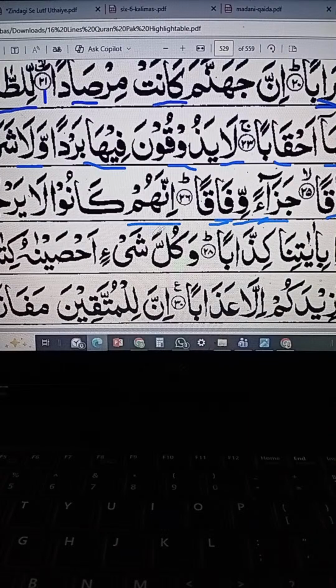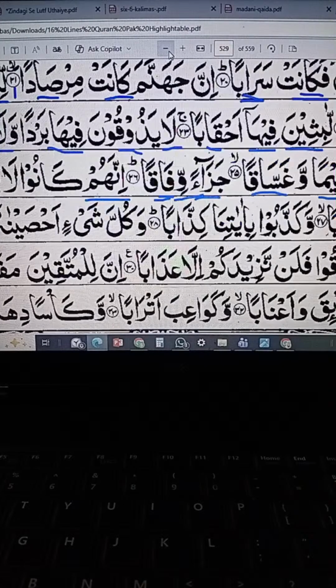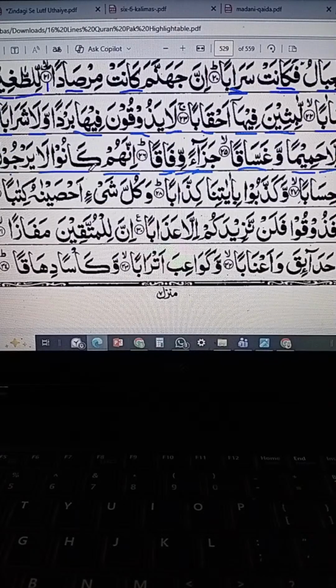Innahum kanu, innahum kanu la yarjuna, innahum kanu la yarjuna hisaba. And in this ayah, if we see, the alif madda is here, kanu, waw madda is here. Again, the alif madda is here, waw madda is here, and the alif madda is here.